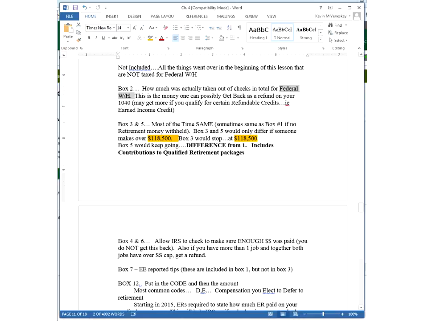Box 2 is basically there to show how much you paid in, and then if you paid in too much, based on what you officially owe, then you get some of that money back. There are other ways to get some money back, especially like earned income credit, as an example.